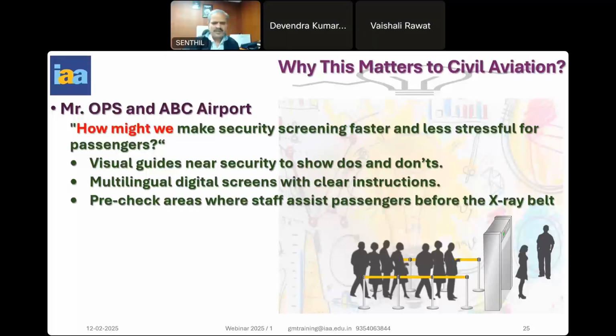He will not come back so many times asking whether he should remove his overcoat or his shoe belt. He will not ask. He will do everything perfectly. So these are the three things Mr. Ops has found that should be done for AVCA.